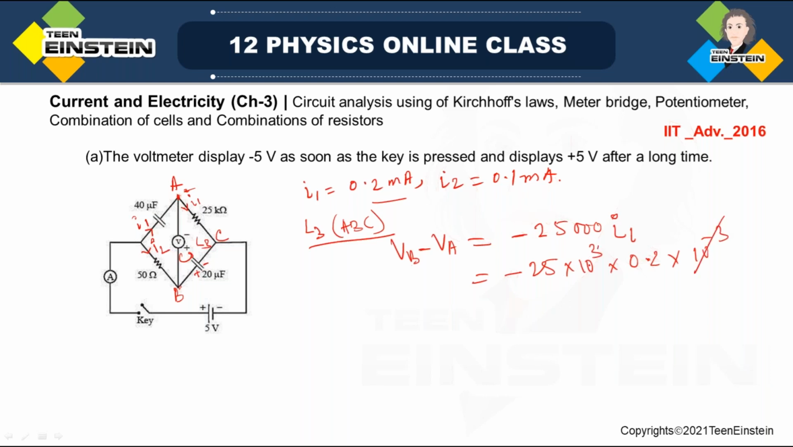So this 10 to the power minus 3 goes off, and here it will be 50, so minus 5 volt. Okay, so the voltmeter shows minus 5 volt as soon as the key is pressed. Okay, so this part is fine. So we have got this part correct.